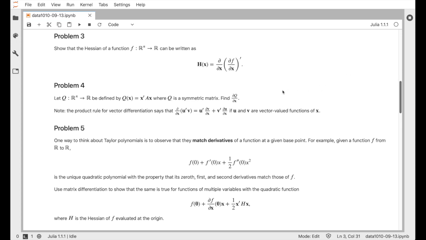So in problem 4, we're given another rule. We have the product rule here. The product rule is quite similar to the product rule for single variable calculus, but you have to be careful to put things in the right place. If you take the derivative of u transpose v, where u is a vector valued function of x, and so is v, then you get u transpose times the derivative of v plus v transpose times the derivative of u. And it has to be in that order.